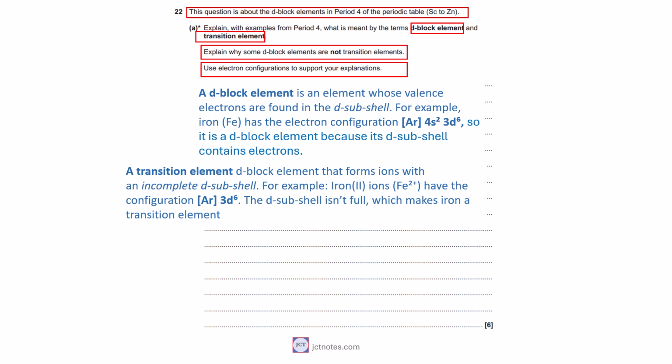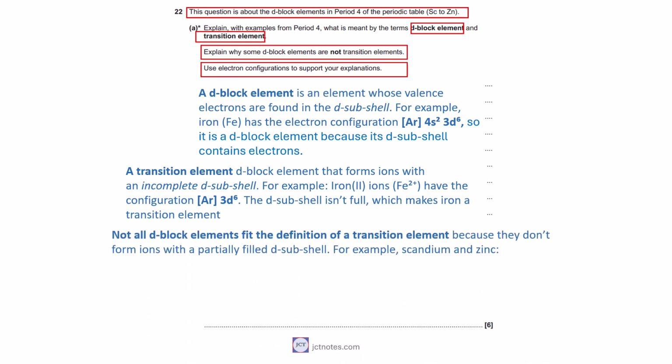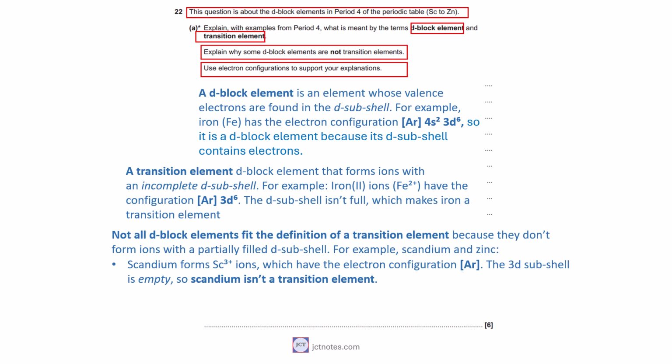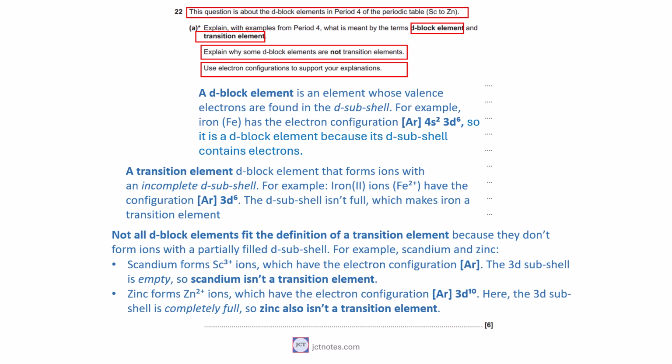Not all d block elements fit the definition of a transition element because they don't form ions with a partially filled d subshell. For example, scandium and zinc. Scandium forms scandium 3 ions, which have the electron configuration argon. The 3d subshell is empty, so scandium isn't a transition element. Zinc forms zinc 2 ions, which have the electron configuration argon, 3d10. The 3d subshell is completely full, so zinc also isn't a transition element.